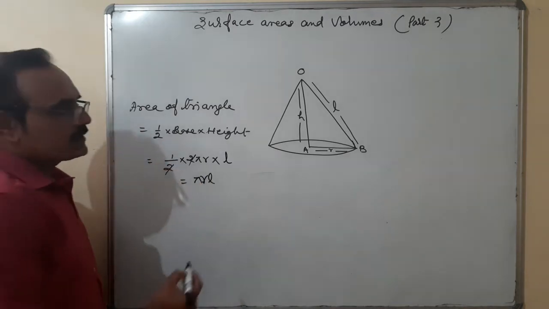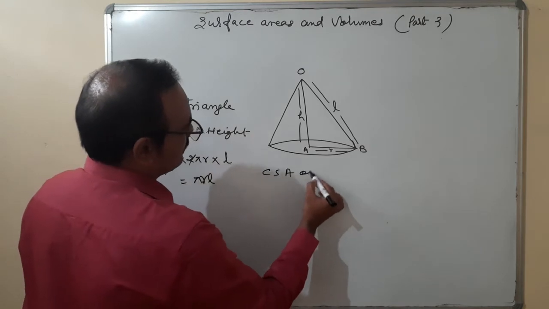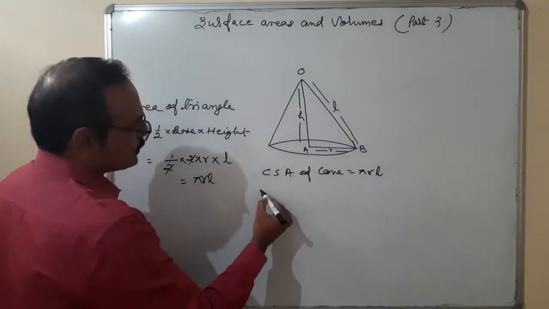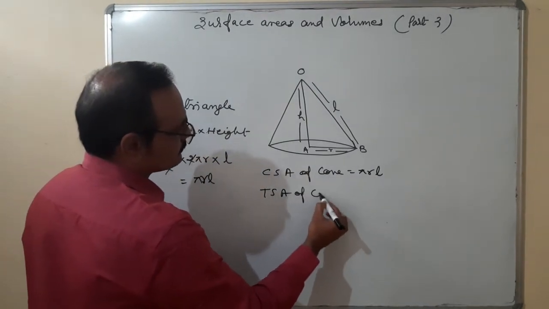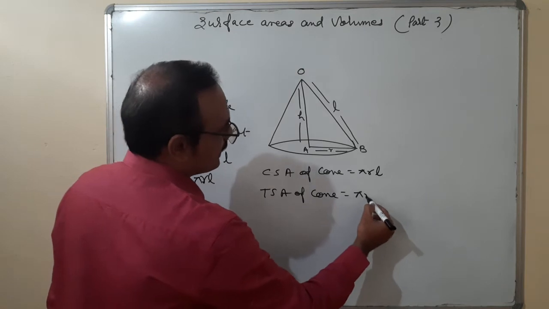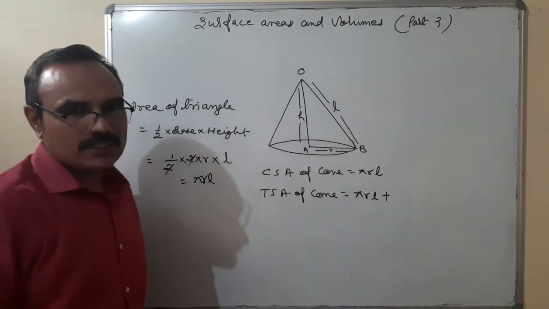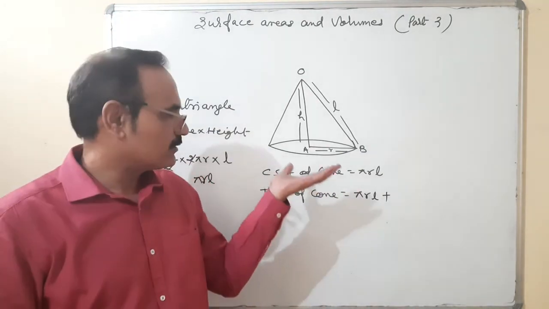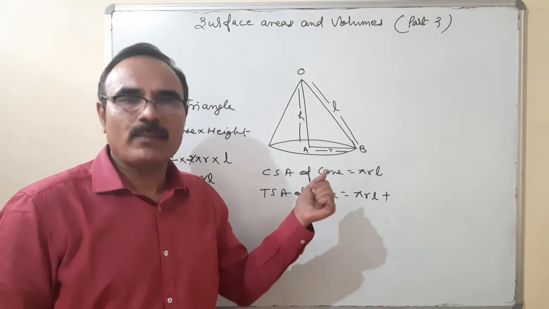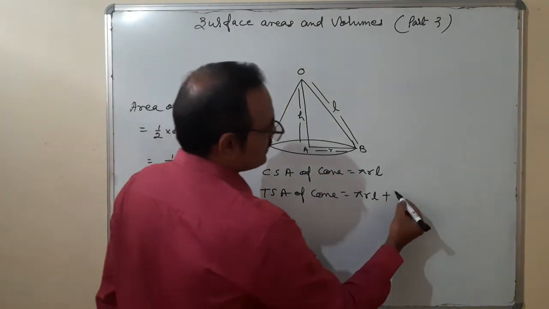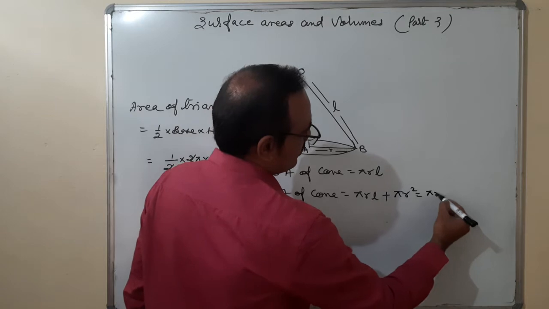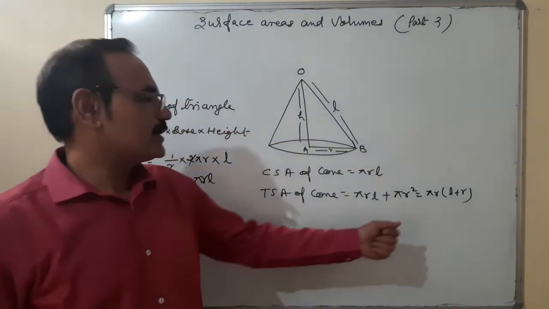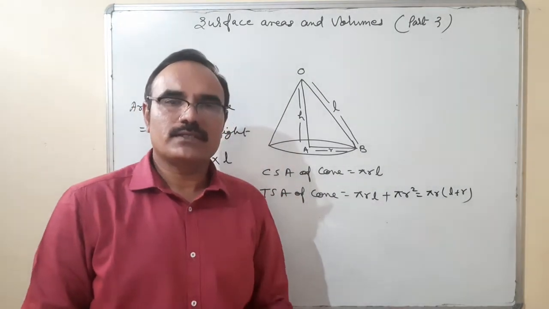And what is pi r l? Curved surface area of cone is equal to pi r l. Total surface area of cone is equal to pi r l, as it is, plus the curved surface area. Simply we are going to join the area of the circle on the bottom side. And what is the area of the circle? Pi r square. So pi r l plus pi r square. Pi r common, l plus r. So CSA of cone is pi r l and TSA of cone is pi r in bracket l plus r. These are two formulae.